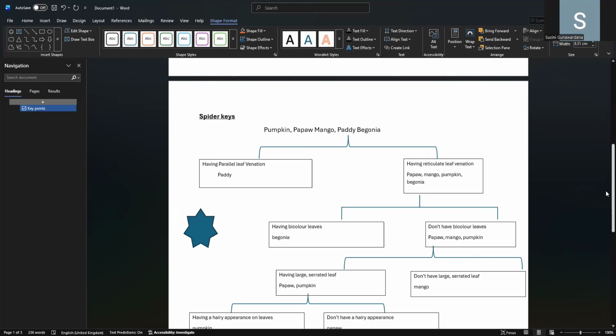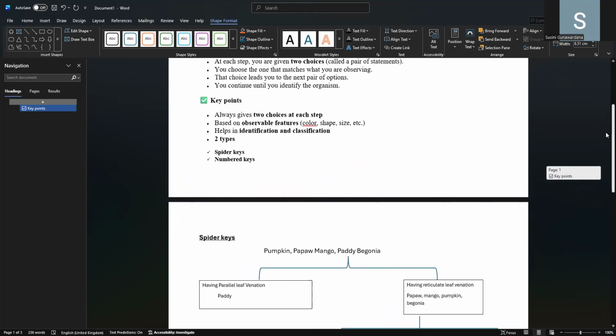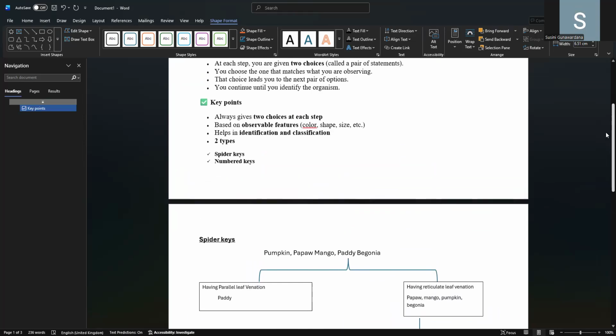So somehow from both the keys you will be gaining the same thing. Why are we having these dichotomous keys? To identify and classify organisms. So with spider keys and numbered keys, you can classify and identify any organism.